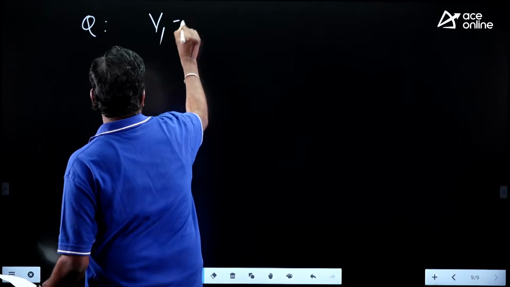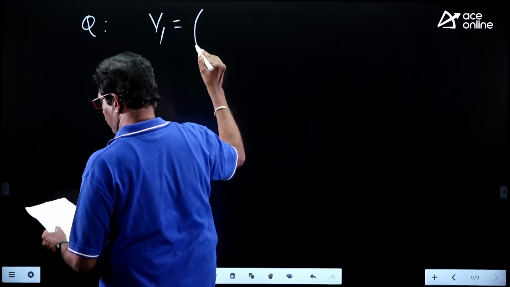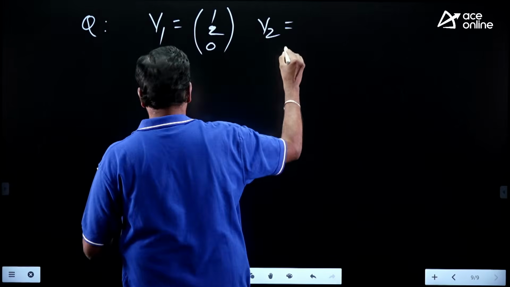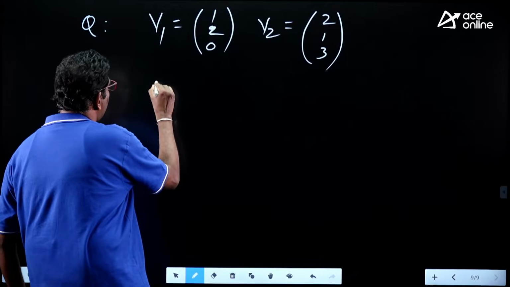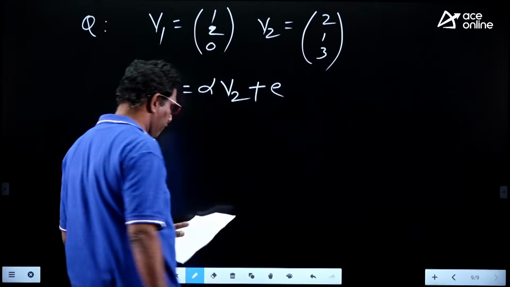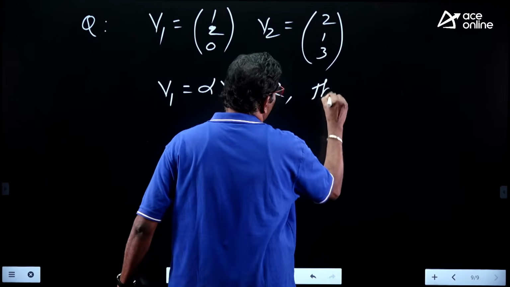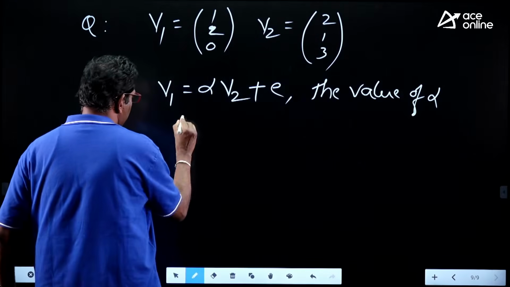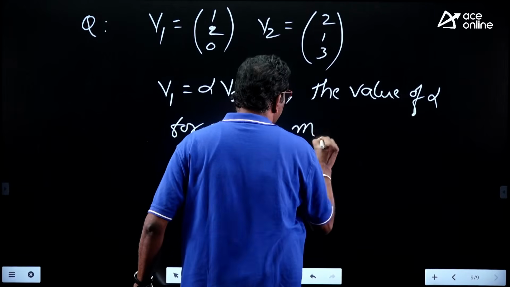Actually, two vectors. From the student memory, we have got information like this. V1 is equal to 1, 2, 0. This is one vector. And V2 is another vector, 2, 1, 3, given like this. And it was given that V1 is equal to alpha V2 plus E, where E is some error. The question is the value of alpha for which the length of E is minimum.